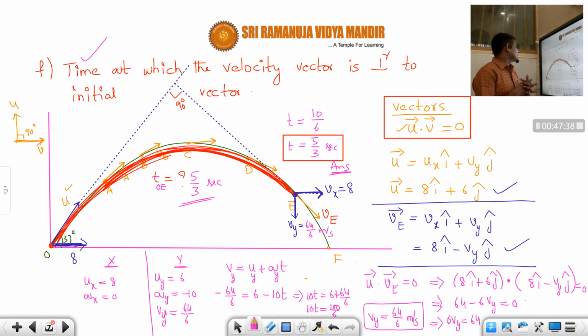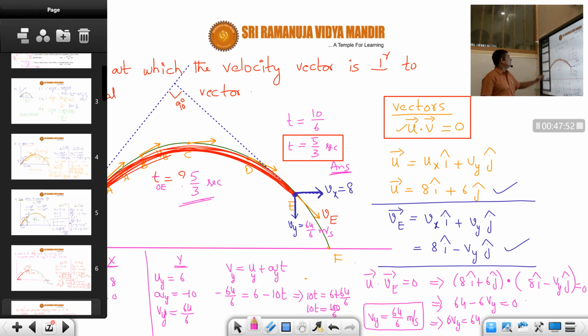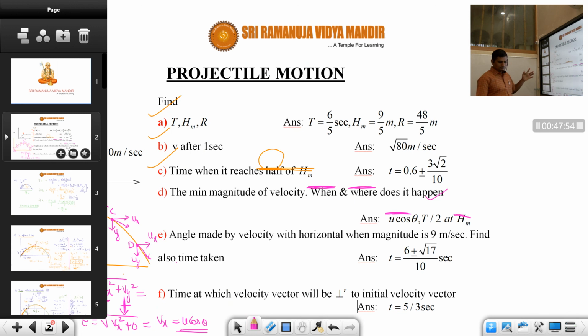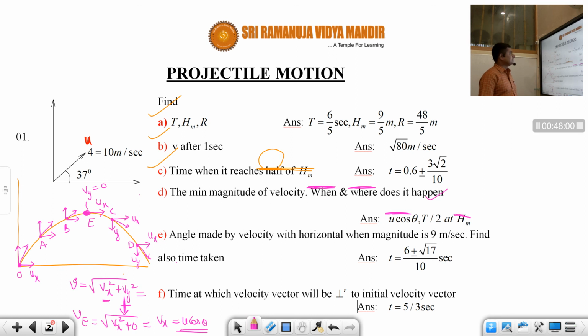Time at which the velocity vector is perpendicular to the initial velocity vector. Okay, so I hope, students, you understood this one. So in one problem I have covered all the models. If you can understand this one single problem where I have covered A, B, C, D, E, F, 6 problems I have covered, then you can easily solve any type of problem.